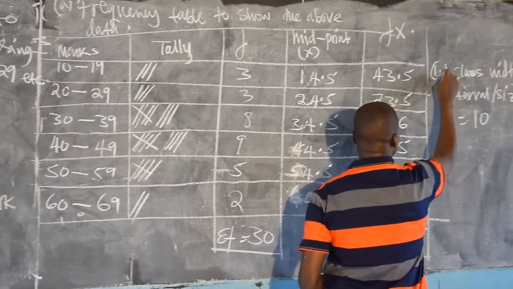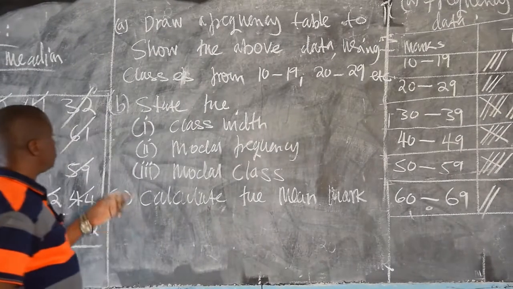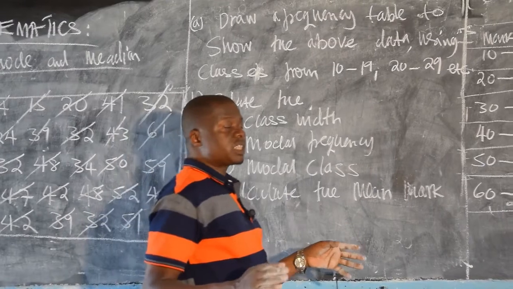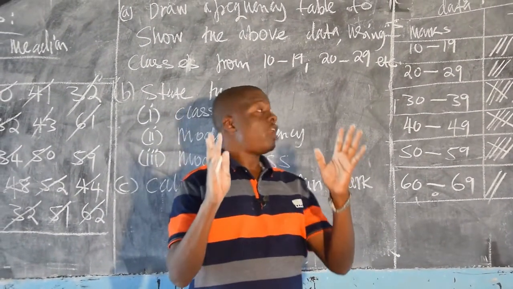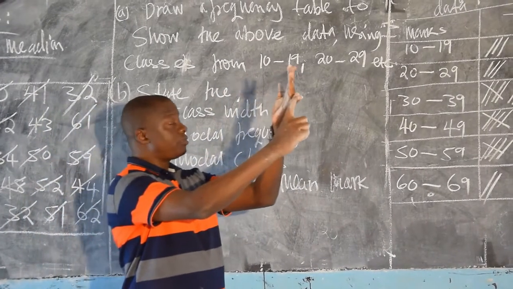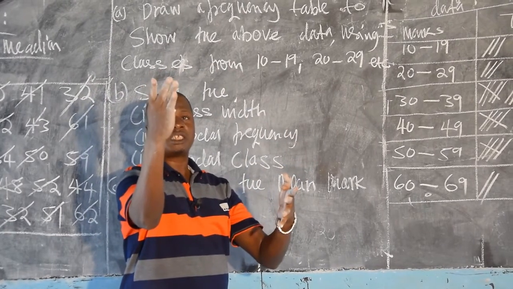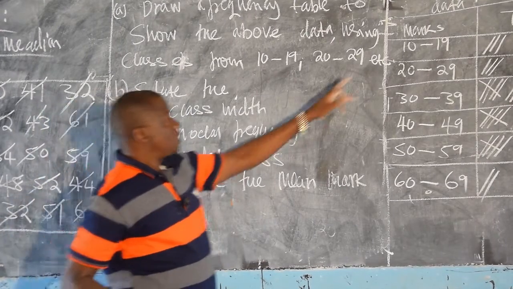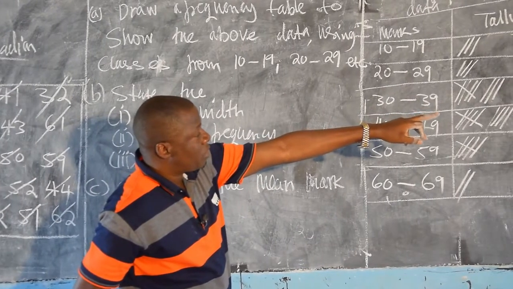Back to our question. So that is our frequency table. What was the question? Part B, state the class interval. We have it as 10. When I say state, please state, don't calculate. We can count: 10, 11, 12, 13, 14, 15, 16, 17, 18, 19. The total is 10. Or you can subtract 10 from that to give the class interval, or size or width, which is 10.